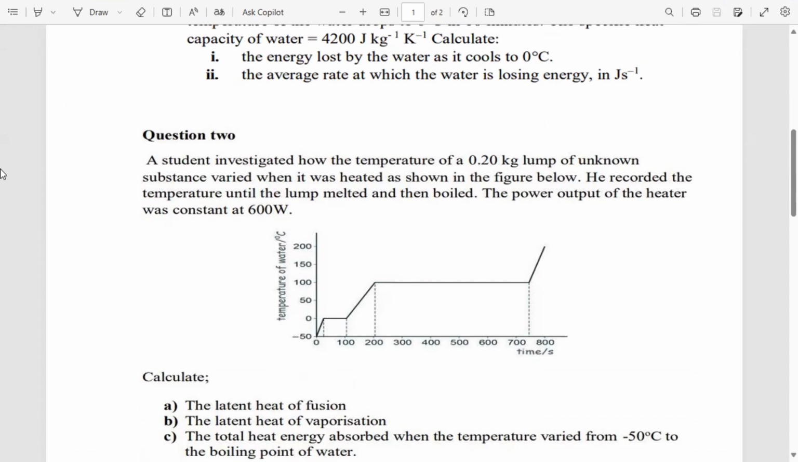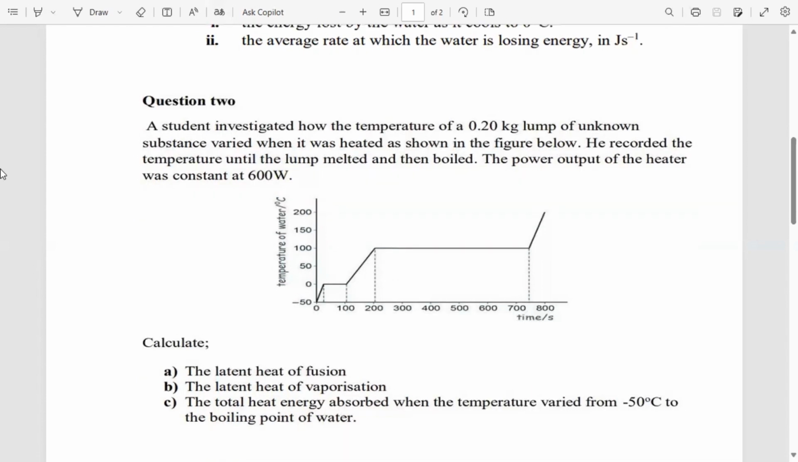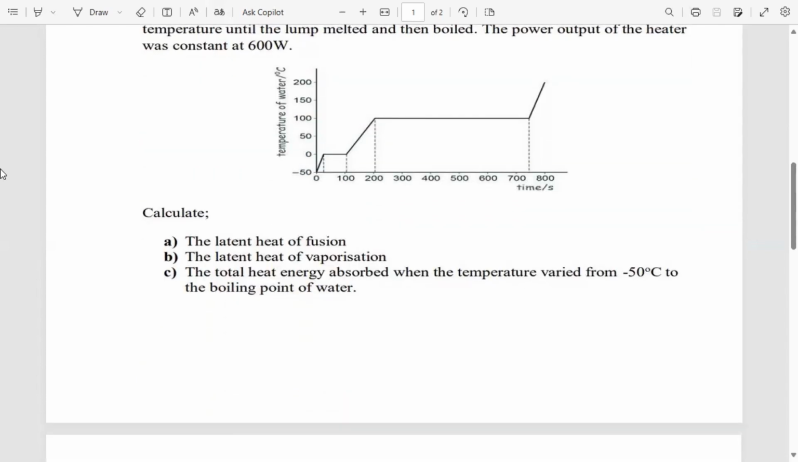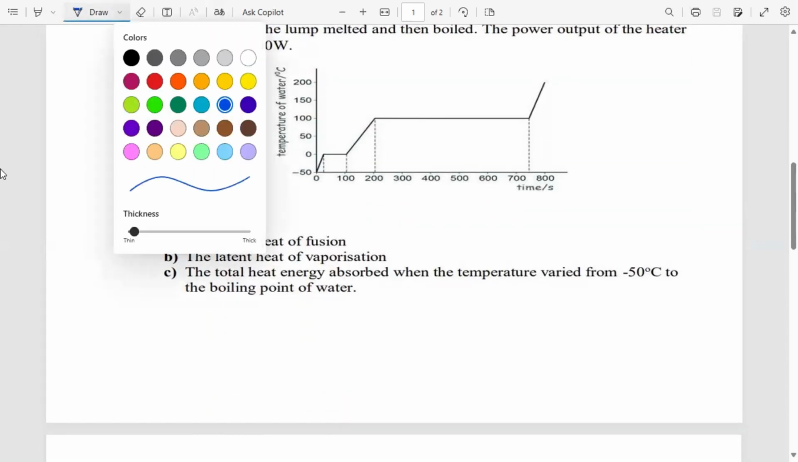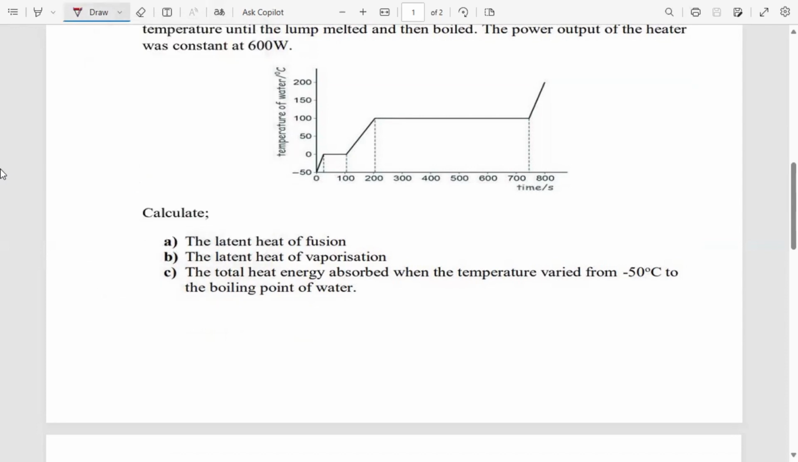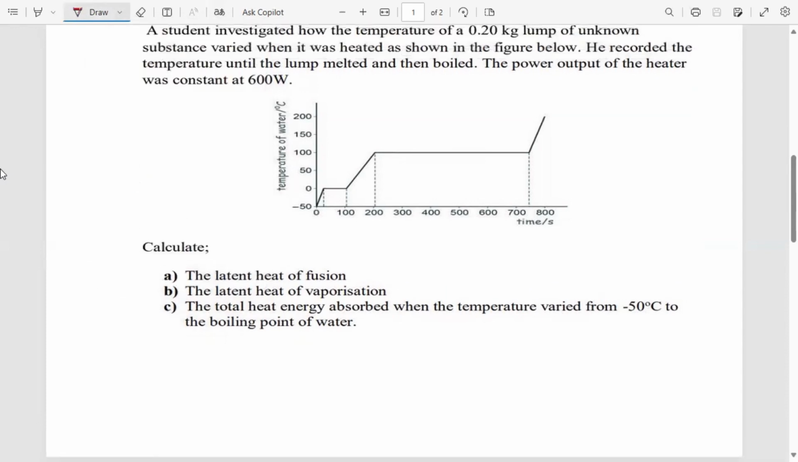He recorded the temperature until the lamp melted and then boiled. The power output of the heater was constant at 600 watts. Okay, so this is the diagram that we've been given, and this diagram has actually been drawn to scale. The thing we're supposed to take note of first is the actual scale that we're using to calculate whatever we're going to be calculating from this graph, because everything that we need to answer on question 2 is coming from this graph. So we've been given power of 600 here.